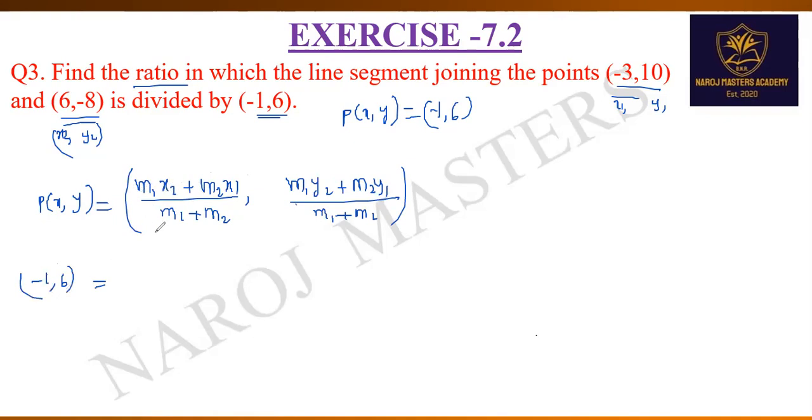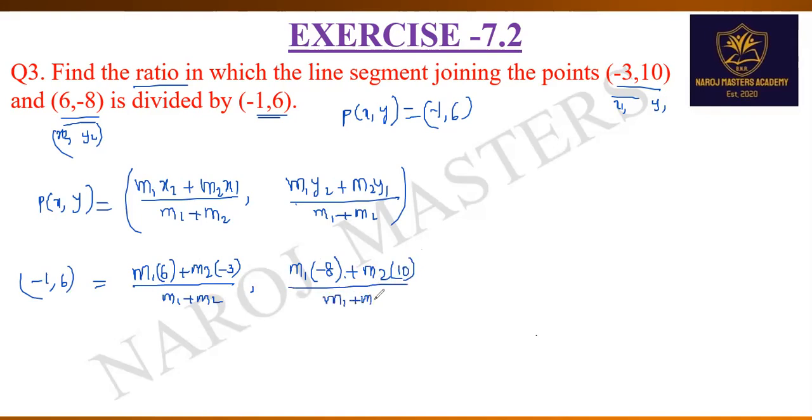is equal to m1 into x2. X2 is how much? 6. So m1 into 6, plus m2 into x1, that is minus 3, by m1 plus m2. Again m1 into y2, which is minus 8, plus m2 into y1, which is 10, by m1 plus m2.